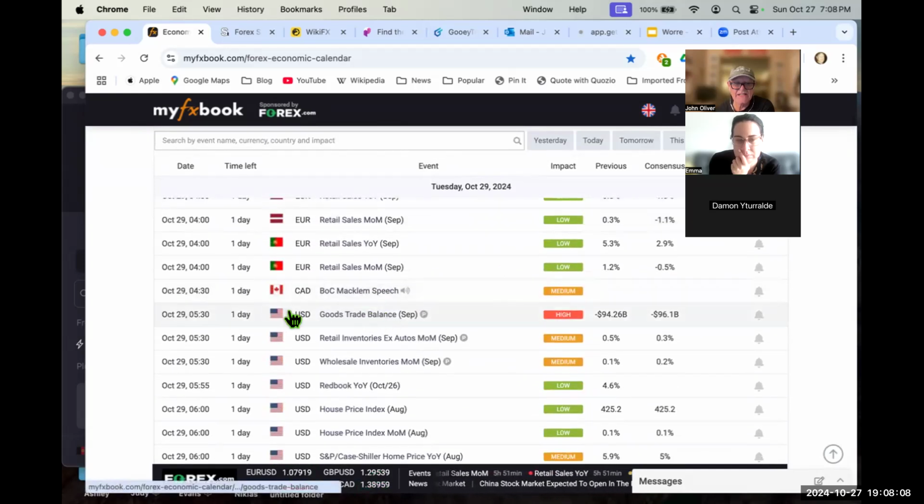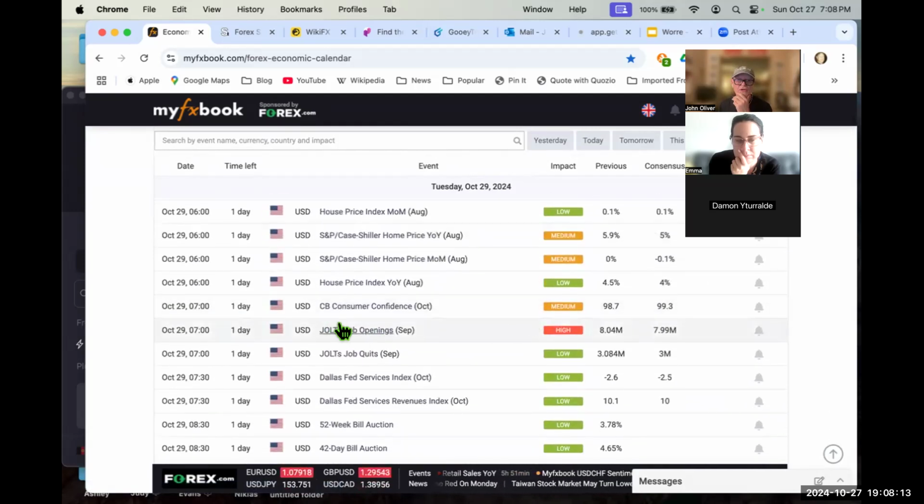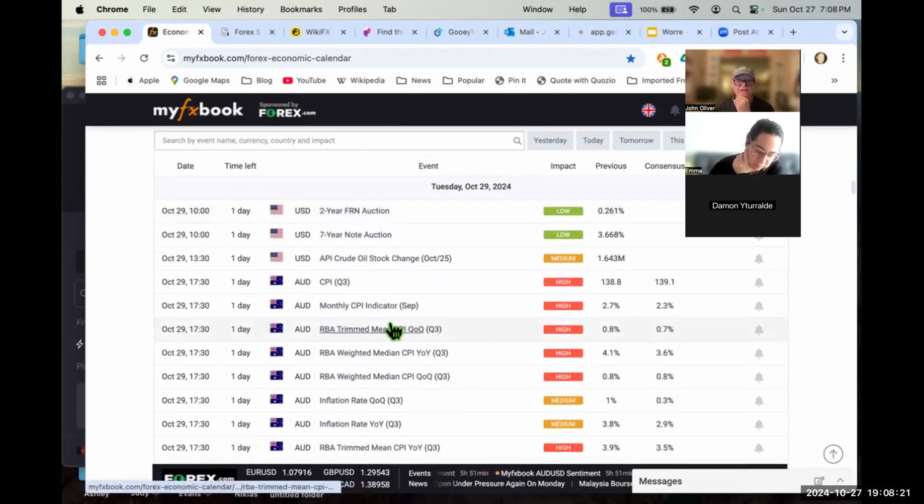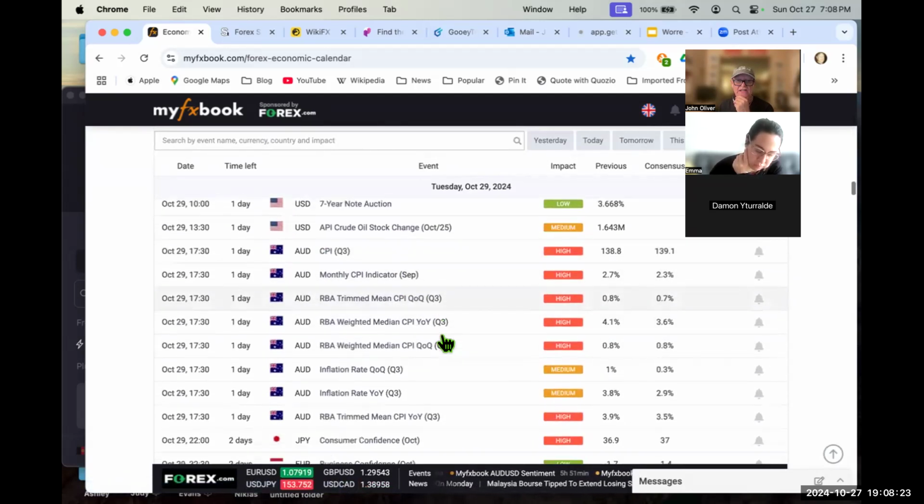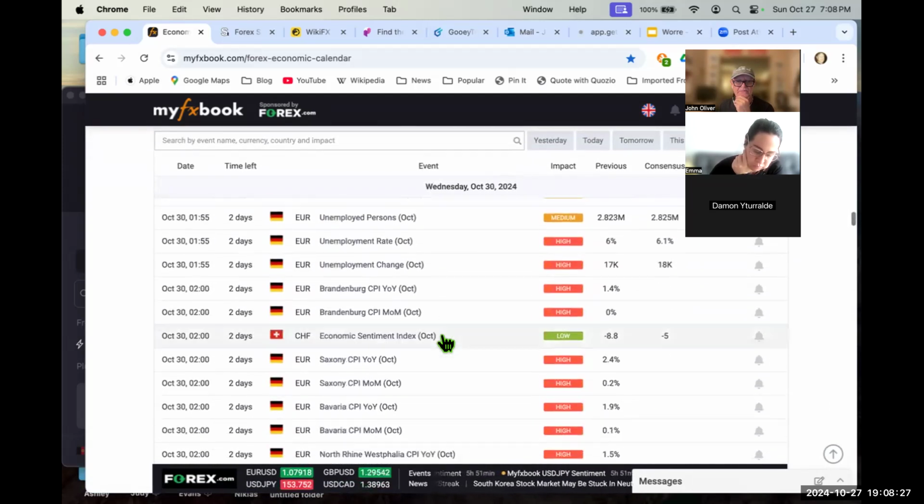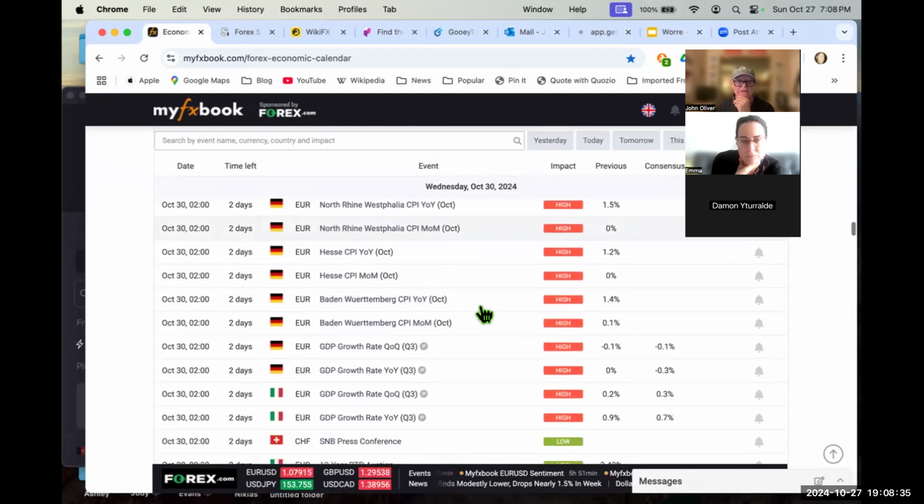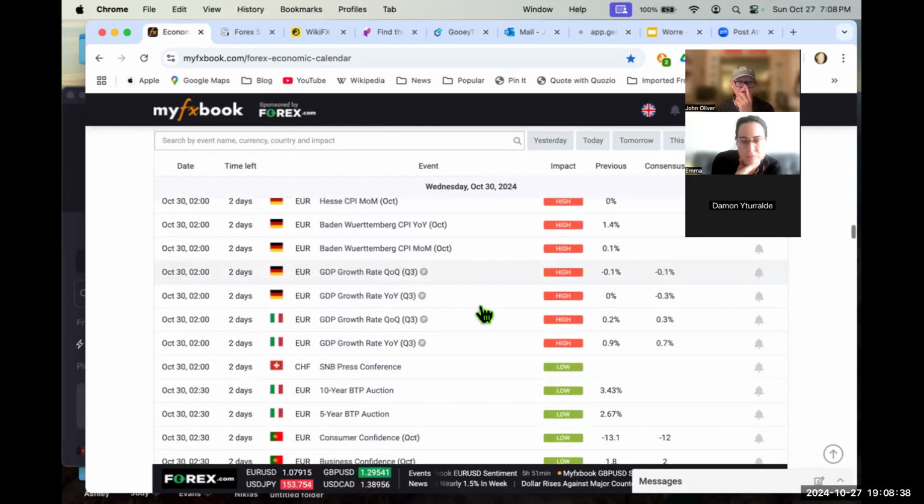The trade balance in the US comes in at 5:30, but JOLTS is on Tuesday at 7, so that's a real big one. Be aware of that on Tuesday if you're trading over those times. This is all Australian here. And then Wednesday, we've got a lot of news in euro: unemployment rate, the CPI. Lots and lots of red folders for the euro.